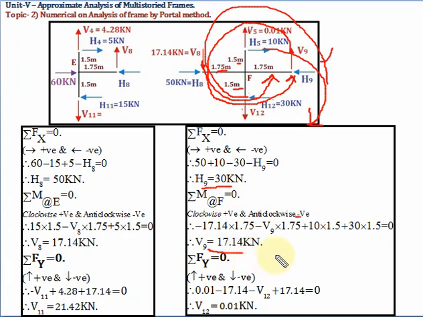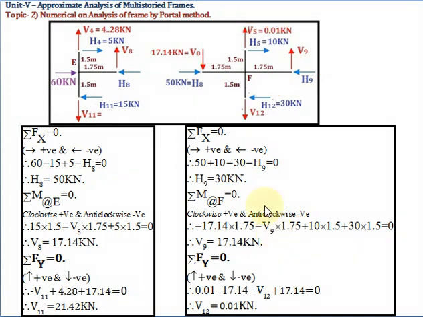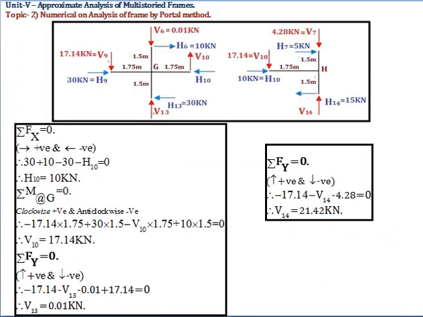Now apply the next equation, summation Fy equal to 0. So take the summation of vertical forces. What are the vertical forces? 0.01 acting upward, positive, then 17.14 acting downward, minus. V12 acting downward, minus, and V9, that is 17.14, acting upward, plus. So here we'll get the value of V12, that is 0.01 kilonewton. As the frame is symmetrical, we'll see whether we are getting the same values or not.